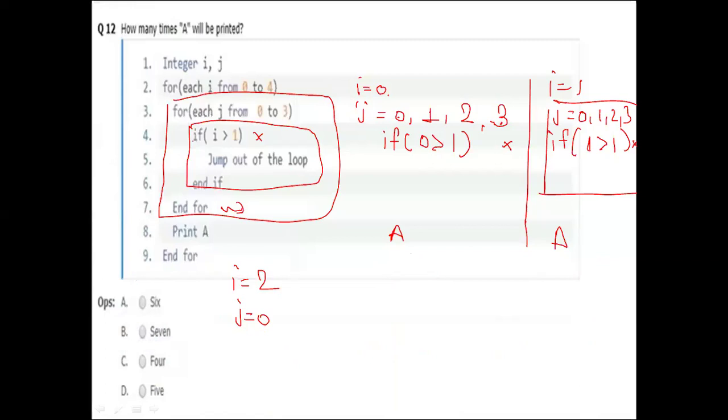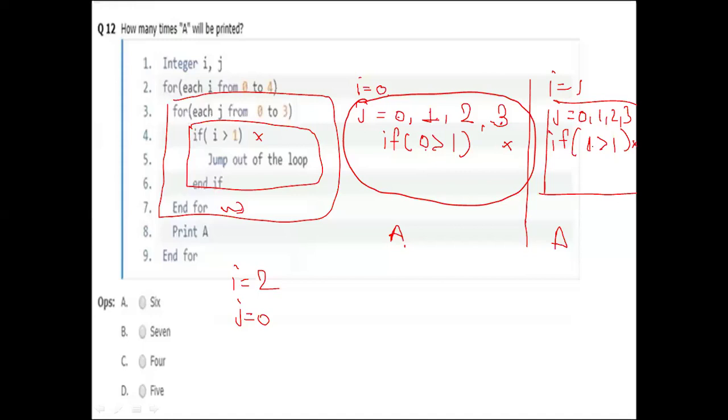If the if condition is false, we will come out and go back to the next one. J is 1. When J is 1, then also I is 0. So we run the complete J loop. After running the complete J loop, we came out and printed A. Then we went back to I plus plus. I equal to 1. J again will start with 0.